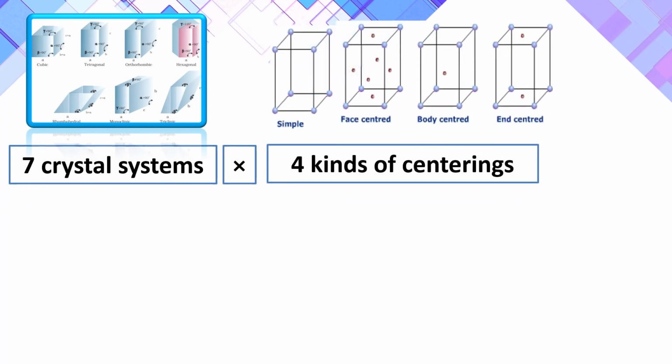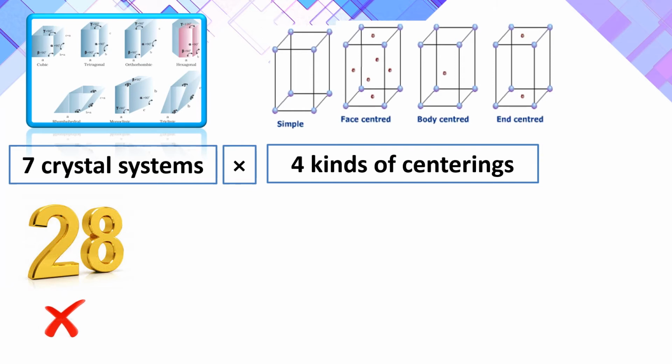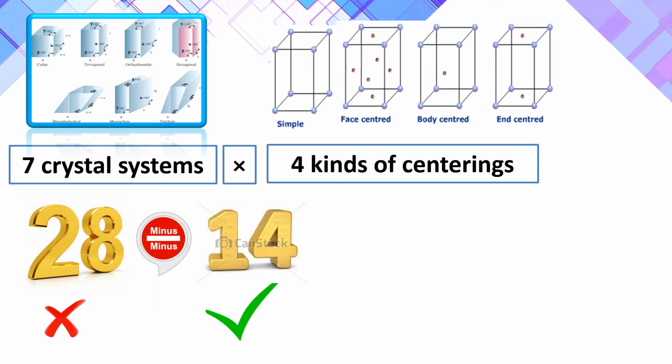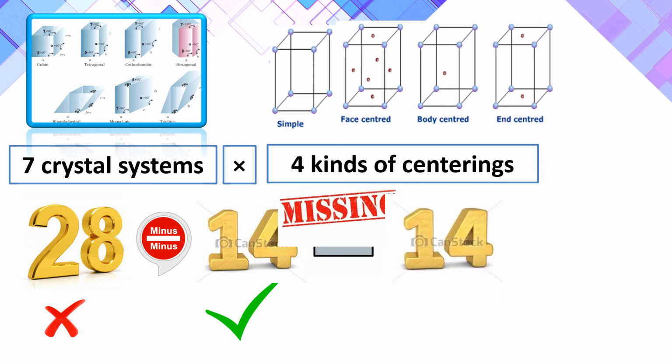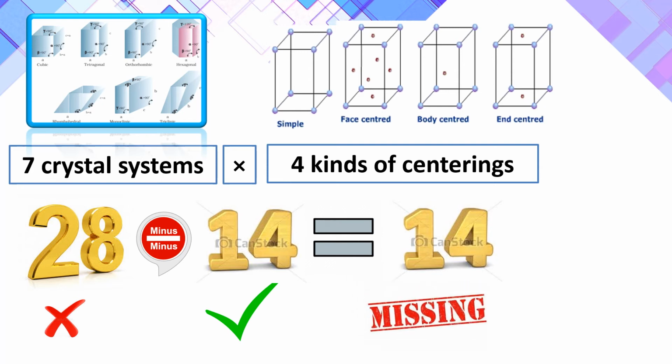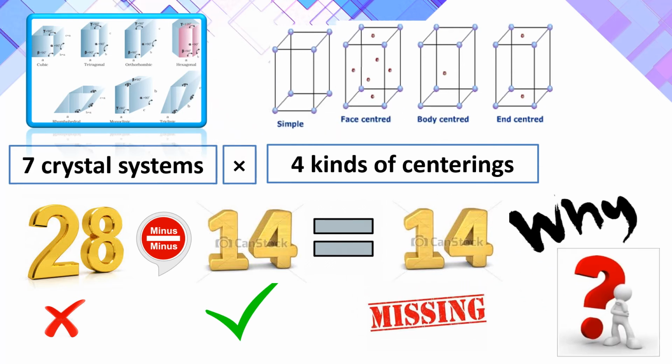The 7 crystal systems multiplied by the 4 kinds of centerings should give you 28 lattices. But Auguste Bravais proved that this is wrong, and there are only 14 lattices. So 28 minus 14 is equal to 14 lattices are missing. You might be wondering why.